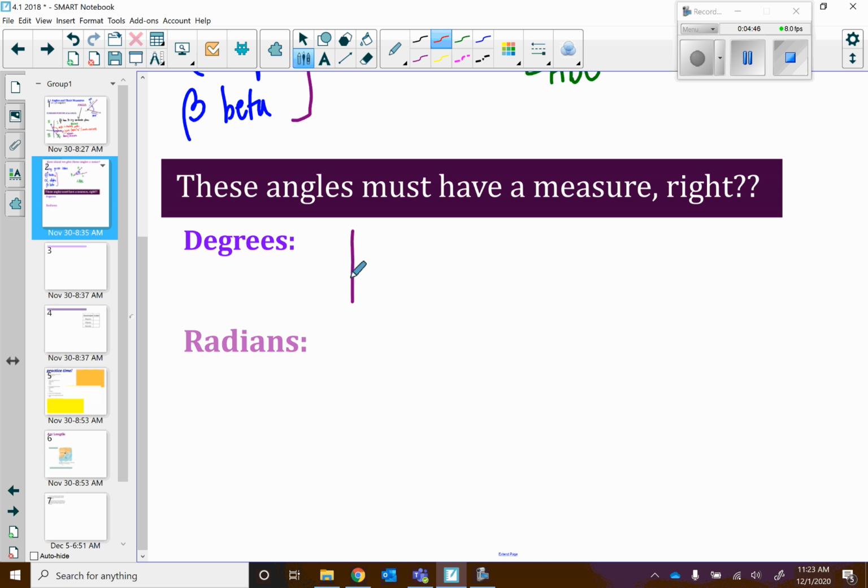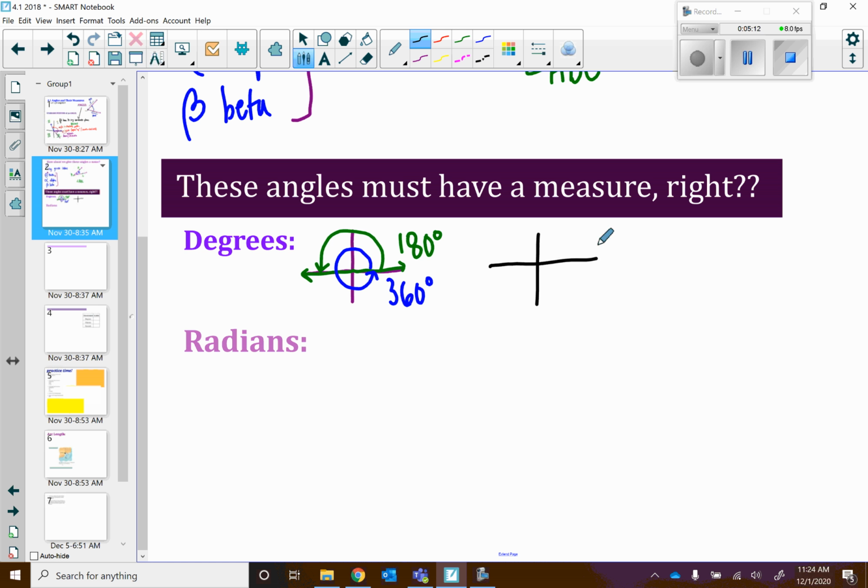So what do we know about degrees? If I have an angle and it goes all the way over here, how big is this angle? If it's a line, this is 180 degrees. If I go all the way around, that would be 360. And that means any other angle is going to be kind of related to one of those numbers, right?